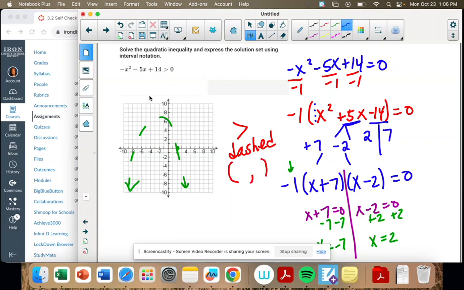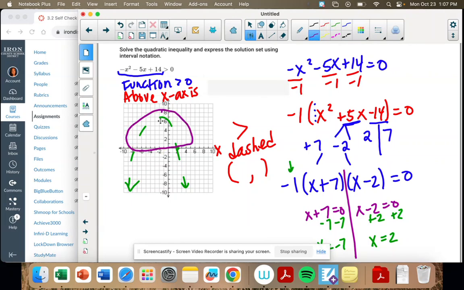So let's look at where we're looking. Our function is greater than 0. So greater than means above the x-axis. So here's our x-axis. We want this part of the graph. And notice how it's one interval. It just goes all the way across. It doesn't break. It is dashed, but that just means we're going to include parentheses.